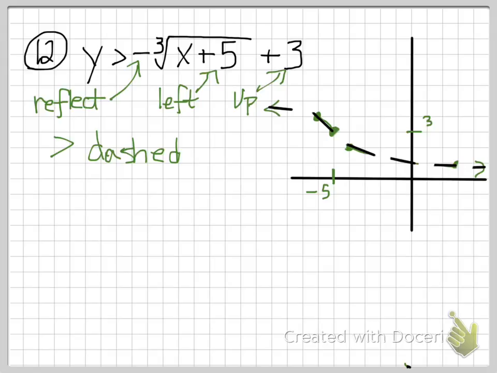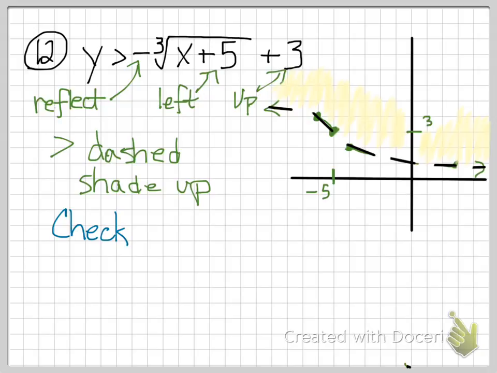Now, which way do we shade? Because it's greater than, we're going to shade going up. Okay, so above my curve, I shade. All above the curve. Remember, the cube roots don't have any limits where you have to stop your shading. But we still need to check. What point do we want to check? Let's pick a point that's directly above another point in our shaded region. I'm going to pick the point (3, 3). Does that work?